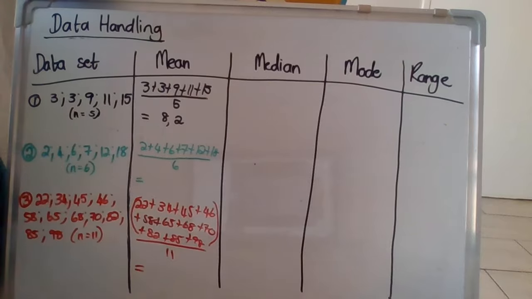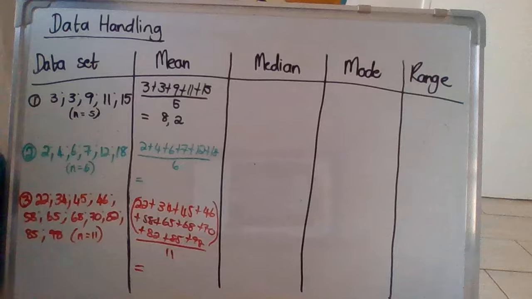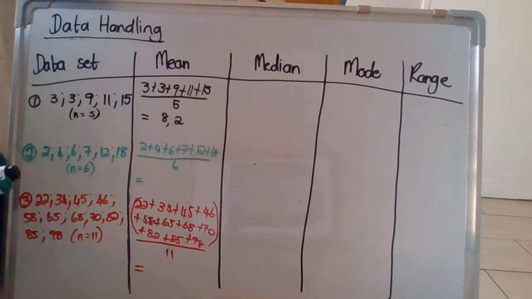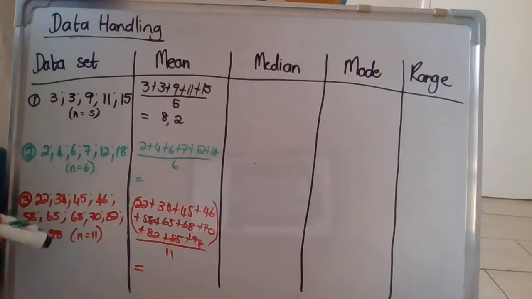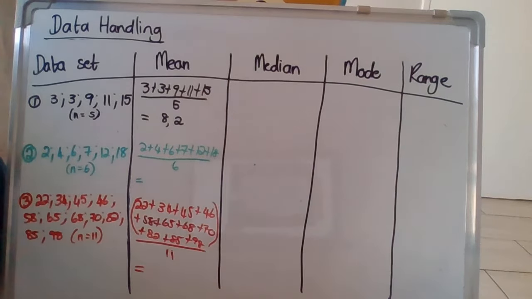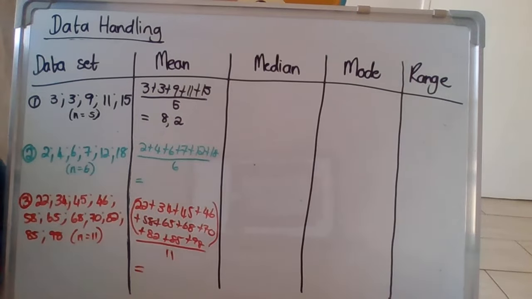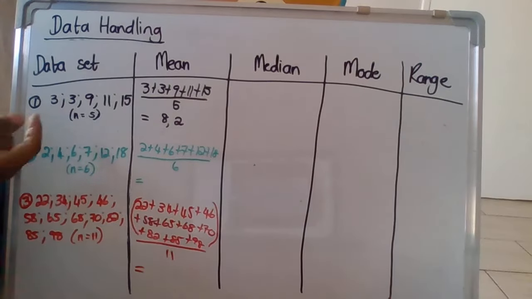Then we calculate the median. The median is the data value that lies in the middle of the data set, once you have arranged the data in ascending order. I've already done that for the purposes of the example, but in a question that you receive, the values might not be in ascending order. So first things first, every single time before you calculate the median, make sure that your data is in ascending order.